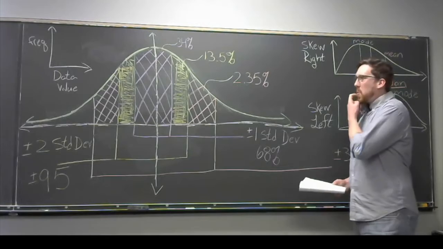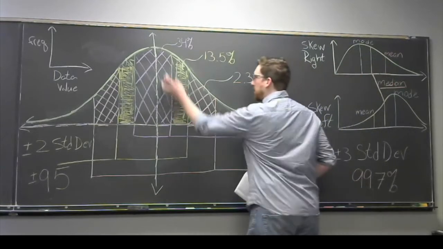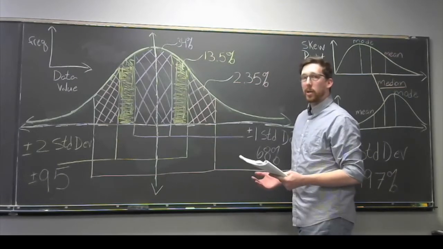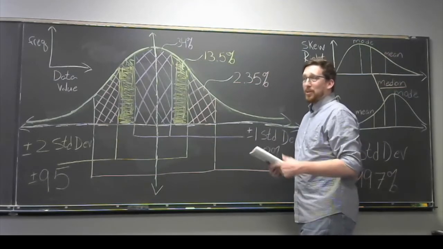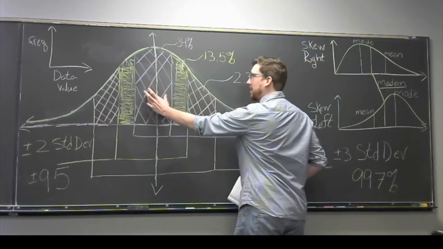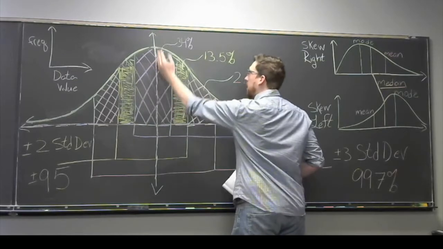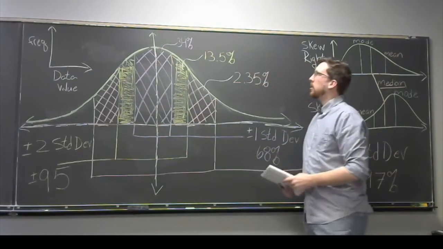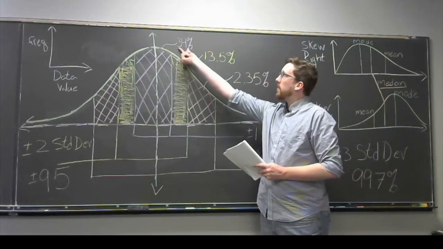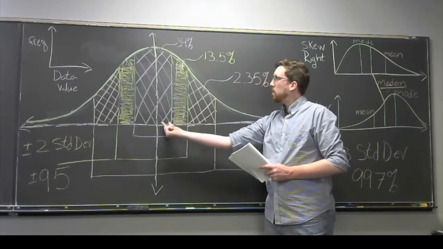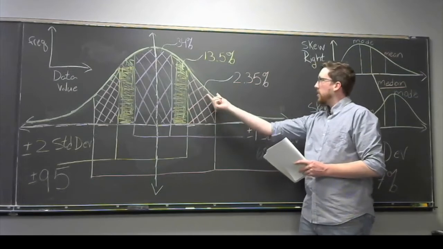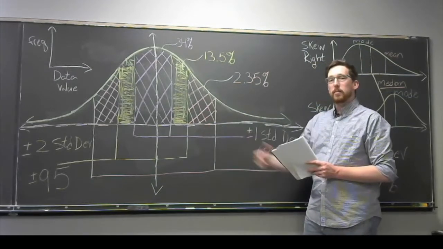All right, well, what about just each of these individual slivers? Really all we're going to be doing is subtracting out whatever we need, right? So if this is 68% of our data, half of that is just half of that region, right? So 34% of our data sits in just this sliver. 13.5% would be in this sliver, and 2.35% would be in this sliver.